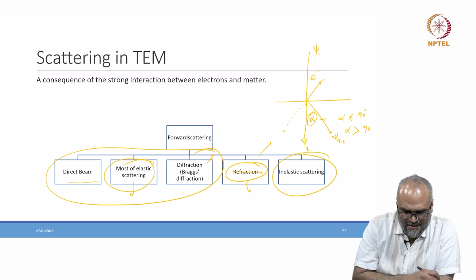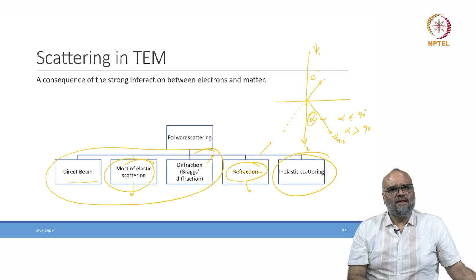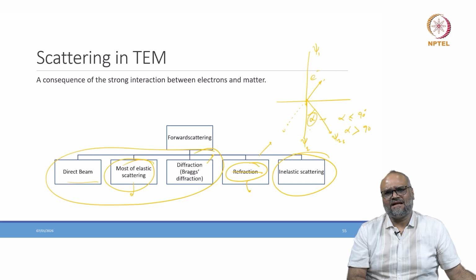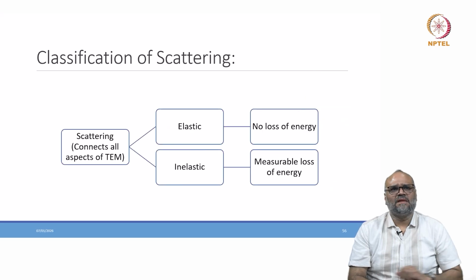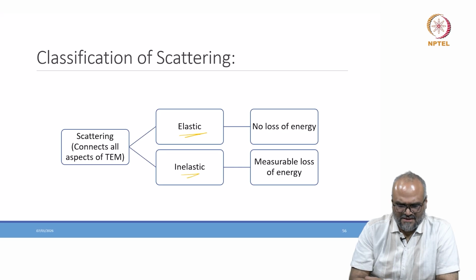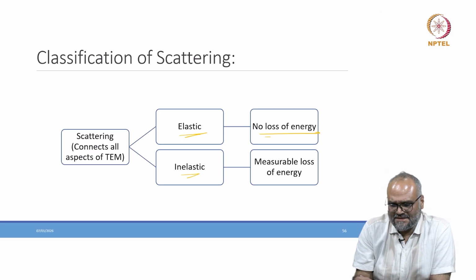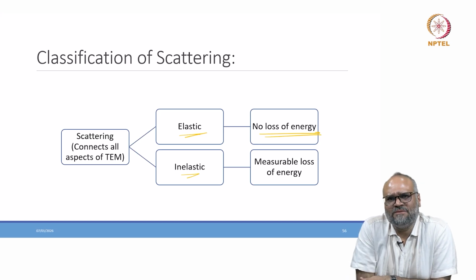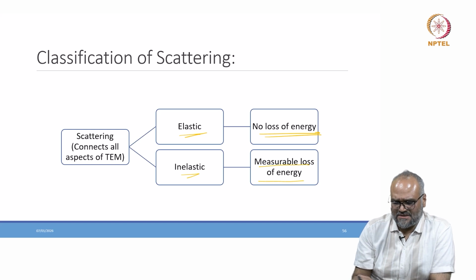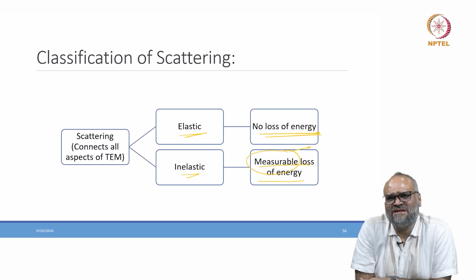you have largely elastic and inelastic scattering. If I classify the scattering phenomenon based on the energy of the signal that is produced, I can classify them as elastic scattering or inelastic scattering. In elastic scattering, there is no loss in the energy of the scattered electron beam, whereas the inelastic signal has a measurable loss of energy. Please bear in mind there is this quantity called measurable.